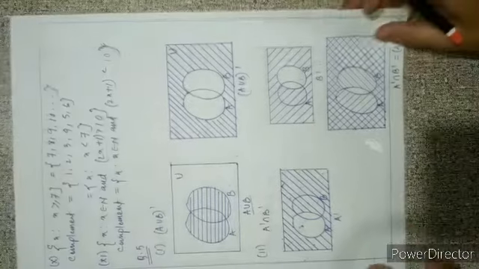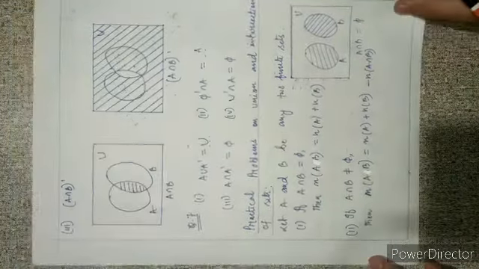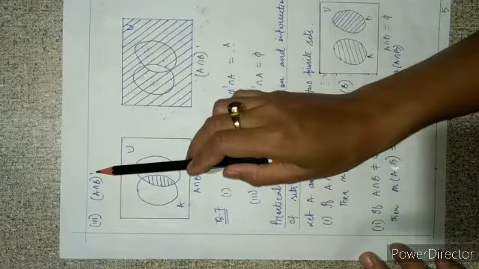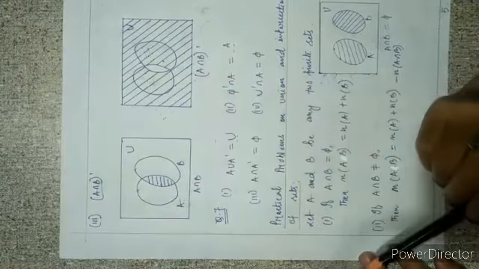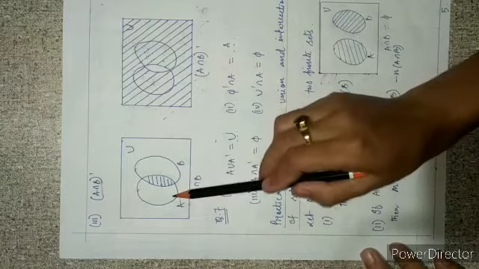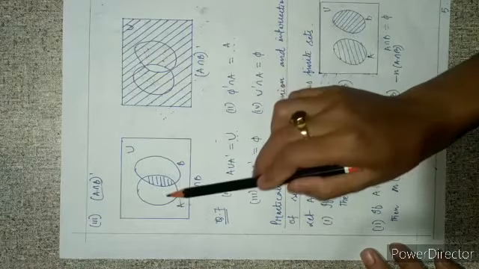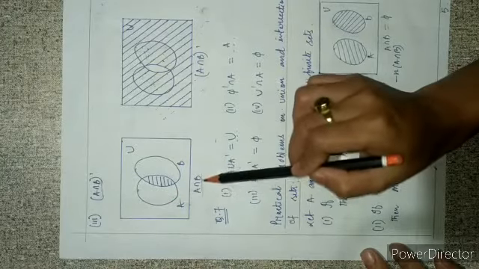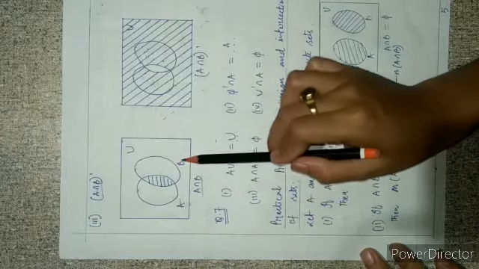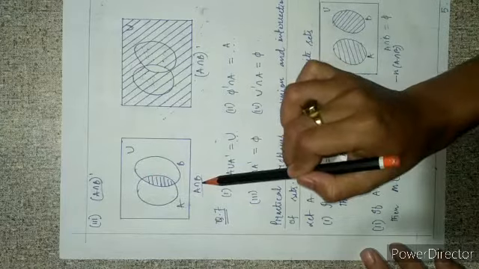Roman number 3, draw A intersection B complement. First draw any two circles representing set A and the set B. A intersection B is the set of elements formed by the common elements of set A and the set B.